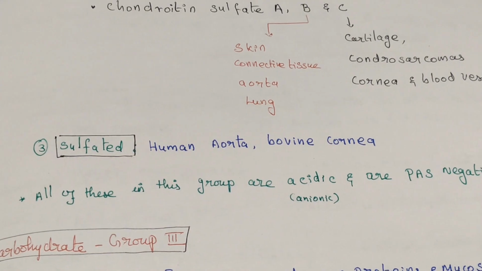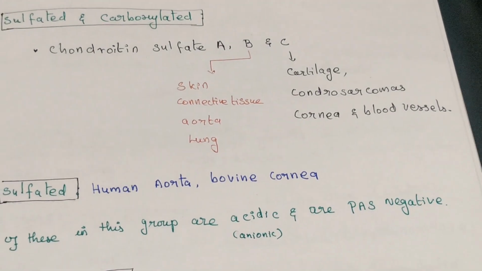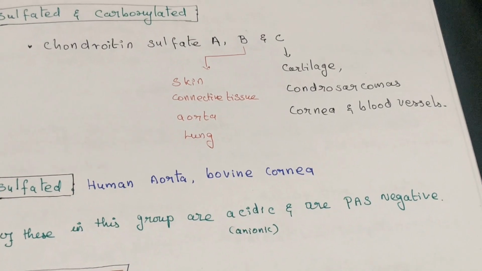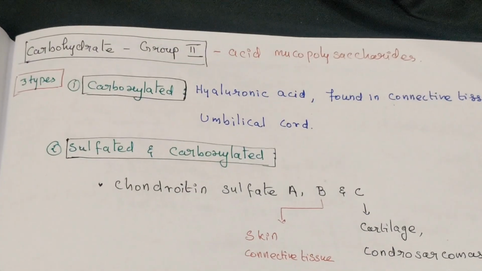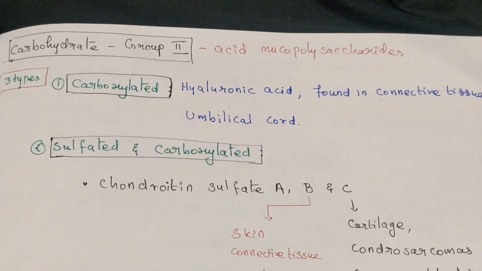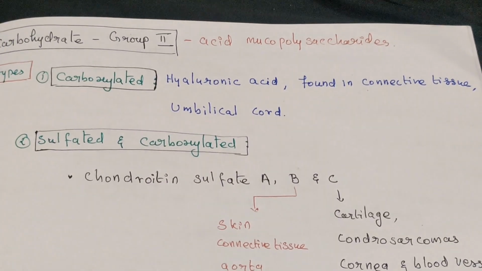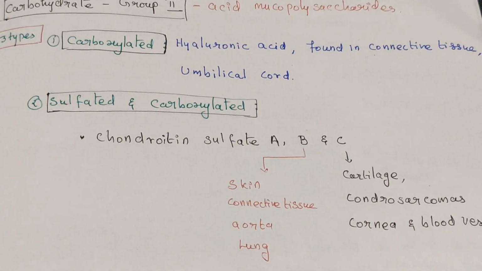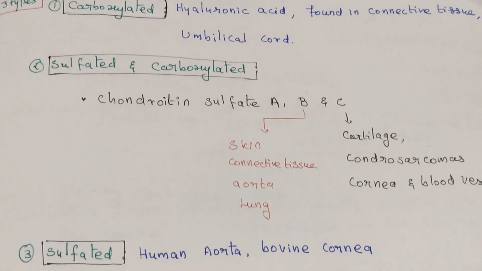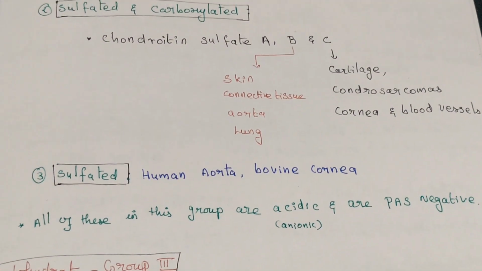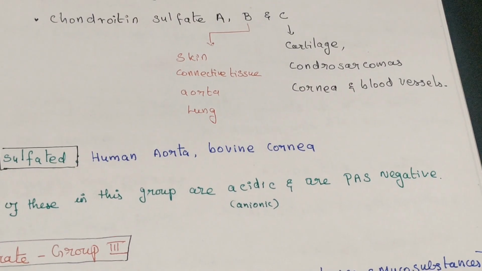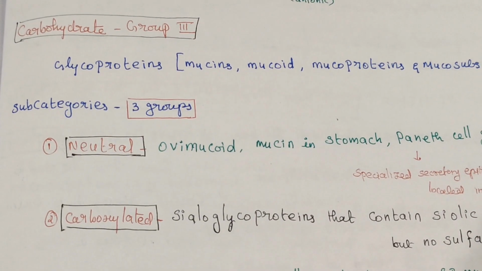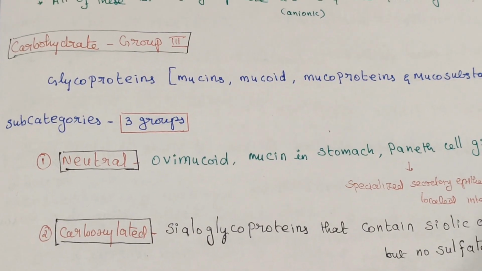So all of these groups are acidic in nature, so the PAS reaction is negative. This group 2 carbohydrate contains acid mucopolysaccharide in 3 categories: carboxylated, sulfated and carboxylated, and the last one, sulfated. Next one is group 3 carbohydrate.